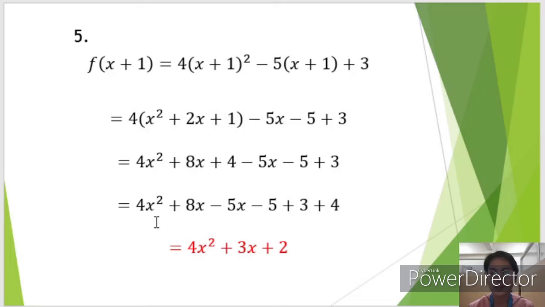4x squared. And then, we have 8x. Same term sila or same sila ng 8x and 5x. So, pwede natin silang isubtract. So, we have 8x minus 5x. That is positive 3x. And then, the whole numbers, we have negative 5 plus 3 plus 4. So, we have positive 2. And then, the final answer is 4x squared plus 3x plus 2.